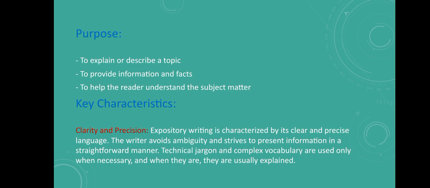Now we study about key characteristics of expository writing. First one is clarity and precision. Expository writing is characterized by its clear and precise language. The writer avoids ambiguity and strives to present information in a straightforward manner. Technical jargon and complex vocabulary are used only when necessary, and when they are used, they are usually explained.